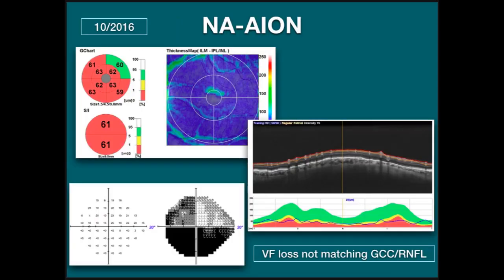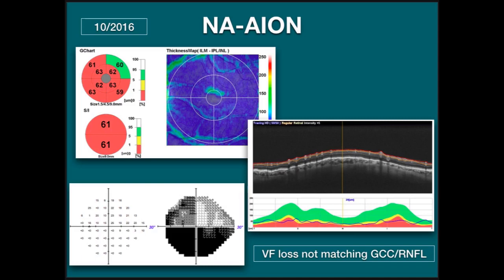So he came in for review in October 2016, and you can see very significant ganglion cell dropout down to about 61 microns in both hemifields. If you have a look at the RNFL scan, you also see a very flat Tisnit curve with significant losses superiorly and inferiorly. However, when we run a visual field, we find that he's got predominantly an inferior hemifield loss. The superior is relatively spared.